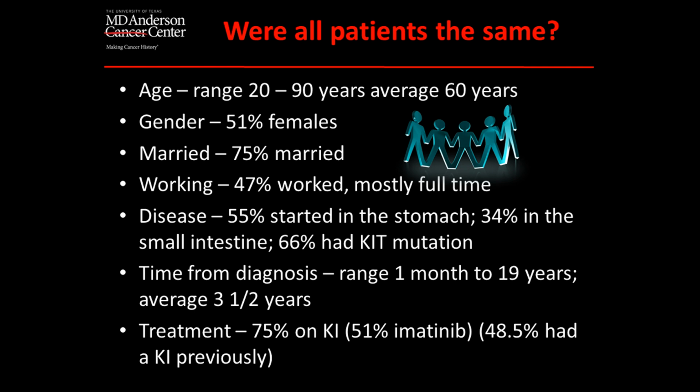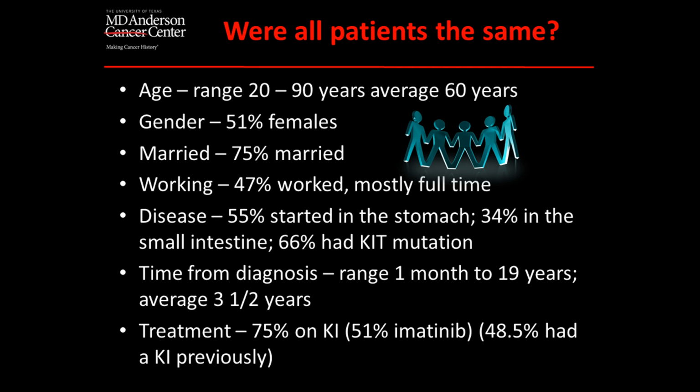So were all the patients in our sample the same, though? Well, no, they weren't. We had an age range from 20 to 90. So we had a big age range, but the average age was 60. We had about half males, half females. 3/4 of the patients were married, and not quite 50% were still working, and most of those that were working, full-time. When we looked at their disease, 55% had started in the stomach, 34% in the small intestine, and then the rest of it in a variety of places.